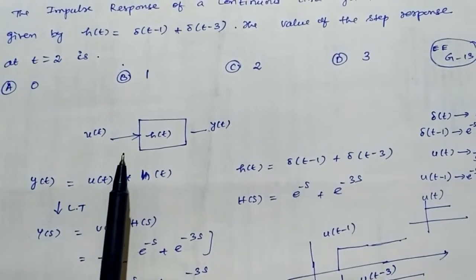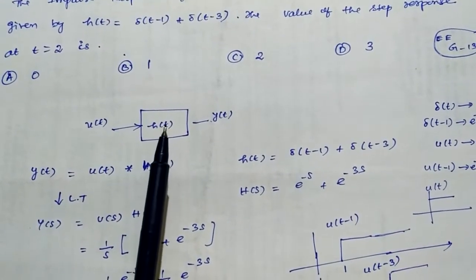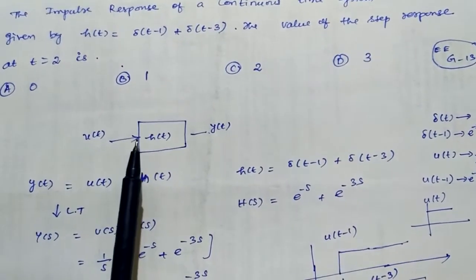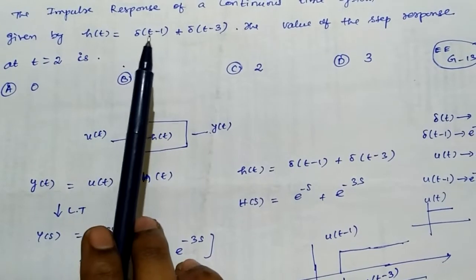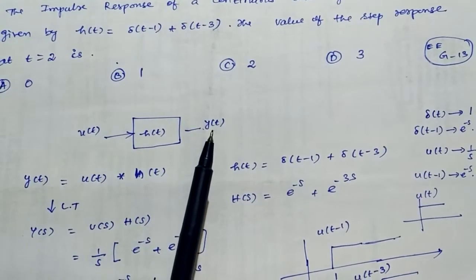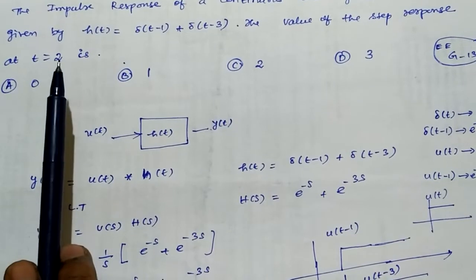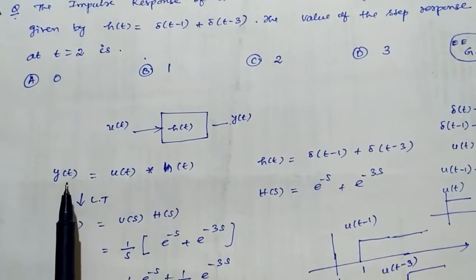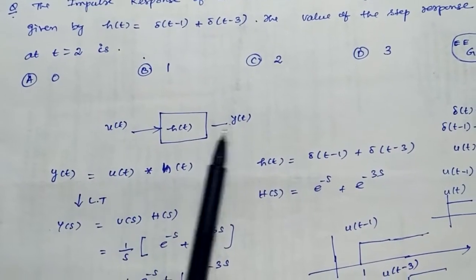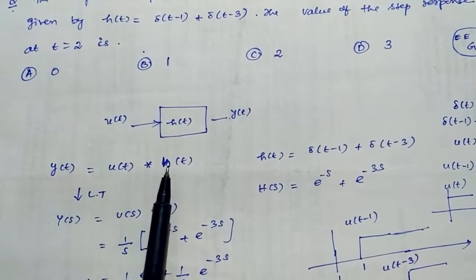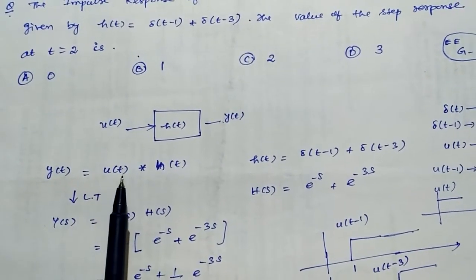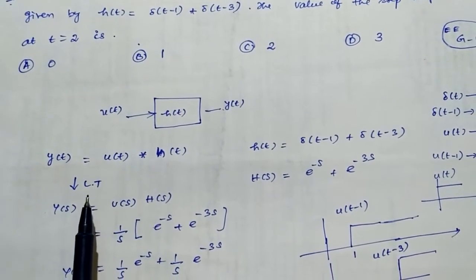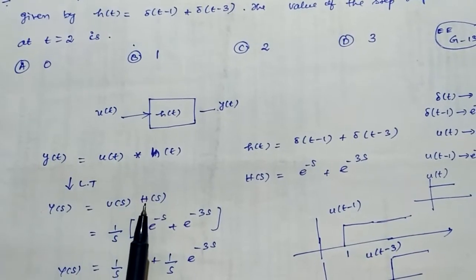Here we have a linear time invariant system. The given input is a step input, and the impulse response is h(t) as given. What will be the value of y(t) at t = 2? We know the relation between output, impulse response and input: the output is equal to the input convolved with the impulse response. When we take the Laplace transform, this convolution is converted into multiplication.